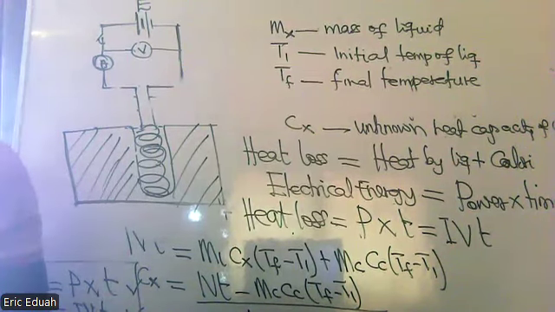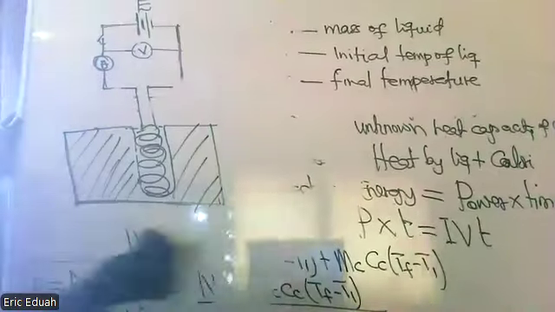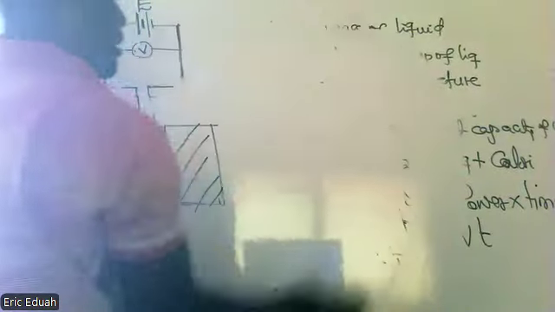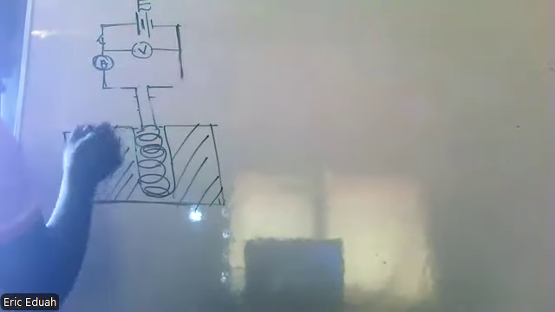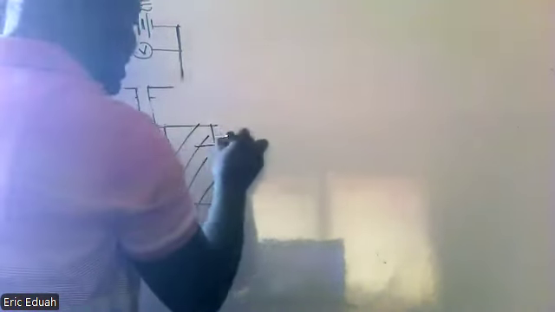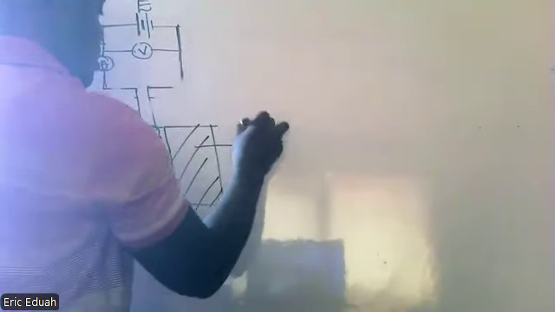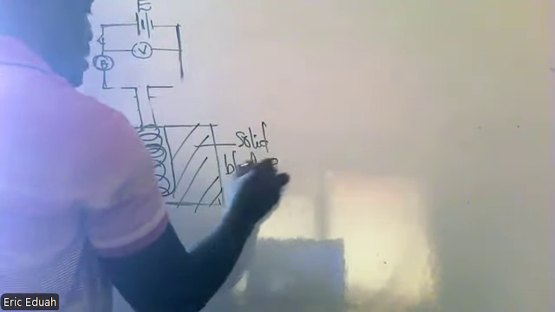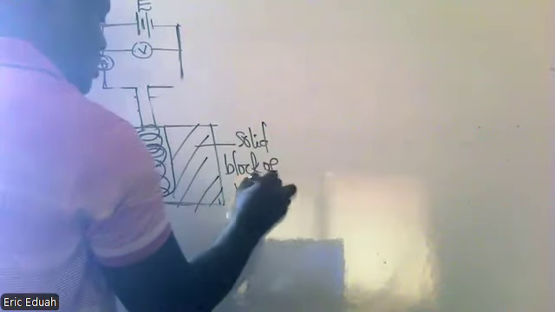Okay, so then the whole circuit is switched on for some time. Don't forget, this time it's a solid metal. We are not using any liquid or calorimeter. So this is a solid block of metal.